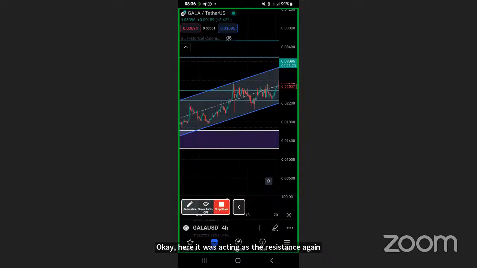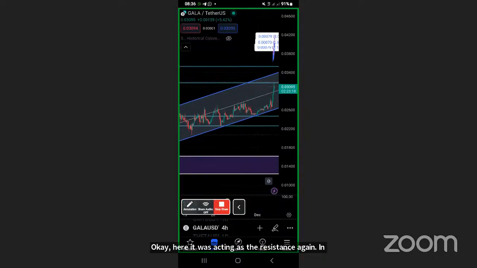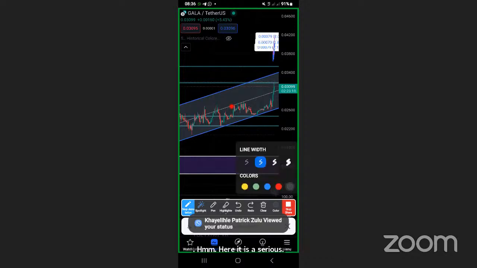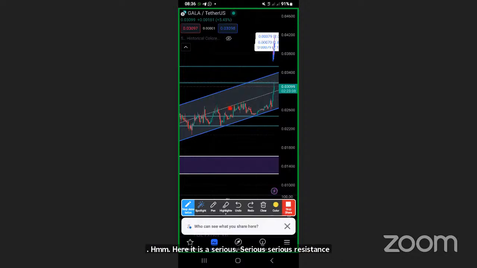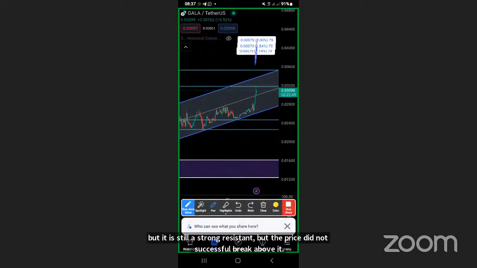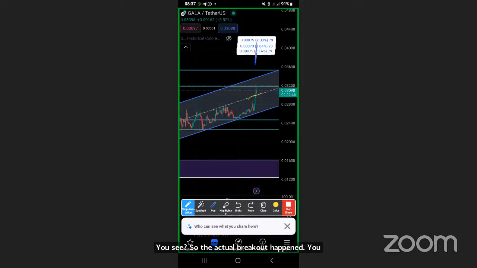Continuously, you can also see how powerful this middle line can be with regards to price reaction. Here it is a serious resistance. Equally here, much as the wicks of the candle went slightly above it, it is still a strong resistance because the price did not successfully break above it. So the actual breakout happened, if you check here, this is where the actual breakout happened.